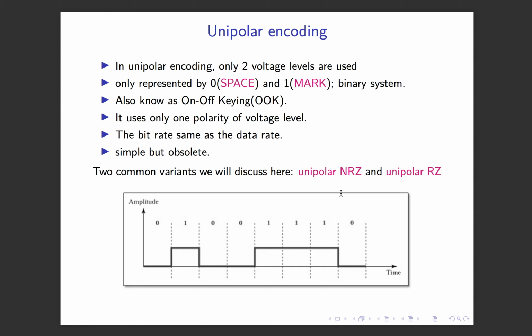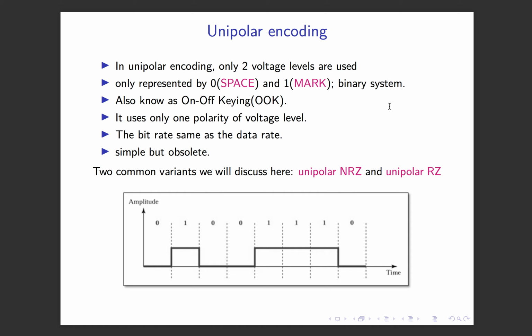And in unipolar encoding the digital signal is represented by space and mark. I mean, we call the 0 space and the 1 mark. And here it's like an on and off, on and off system. So in this case we can see it behaves as a switching function. So we also call it on-off keying.